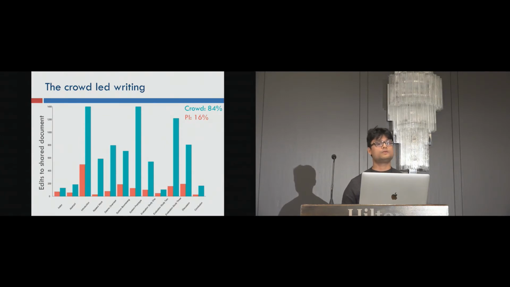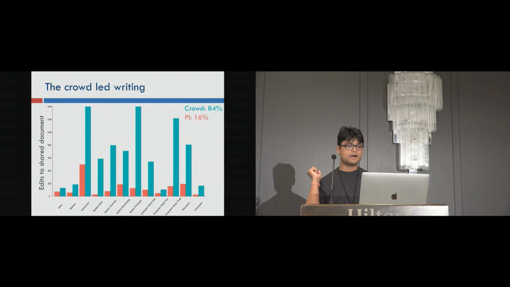The crowd also led the writing of these papers. Based on the number of edits, we found that the crowd did 84% of the edits while the PI did 16%. We see that the PI did most of the edits in the introduction section, which makes sense because the introduction is a really hard section and needs more polishing. But what I'm trying to convey here is that it wasn't that the crowd did work and then the PI redid everything. It was the crowd who basically led the paper writing efforts.